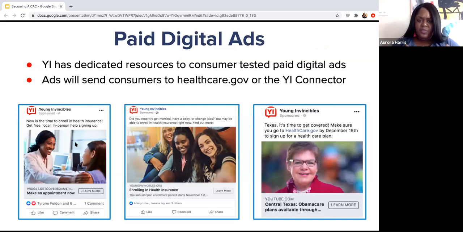We've also been dedicating lots of resources to consumer-tested paid digital ads. These ads will send consumers to either healthcare.gov directly or through the YI connector. I'm going to talk to you all about what the connector is in just a bit, but we're spending lots of funding to make sure that folks know about healthcare.gov and the YI connector, so they can get connected to CACs and navigators across our city and across our state, to make sure that they have access to the enrollment assistance that you all provide. And we can talk about how you all can get on the connector tool in just a second.